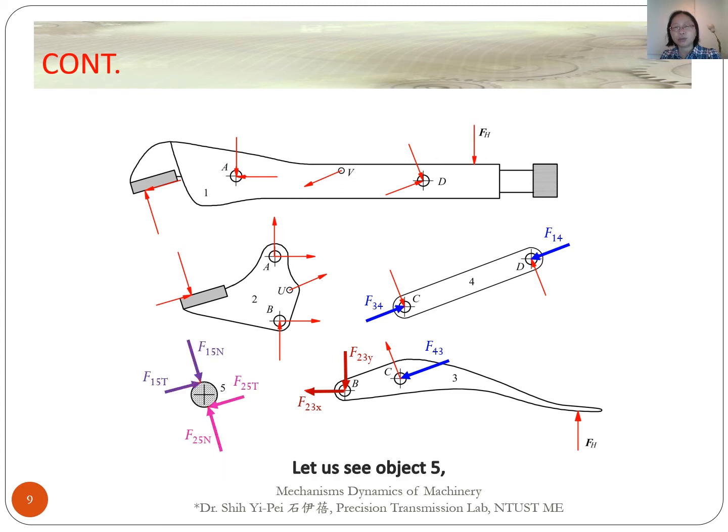Let us see object 5. It looks like a ball in static. So each side has a normal force and a tangent force acting on it.